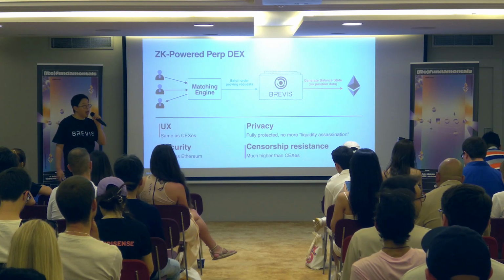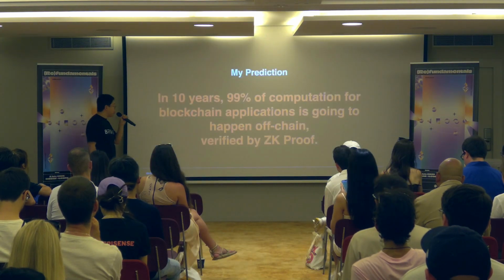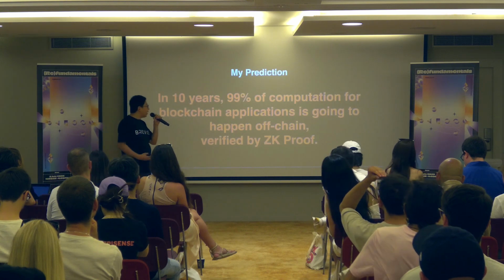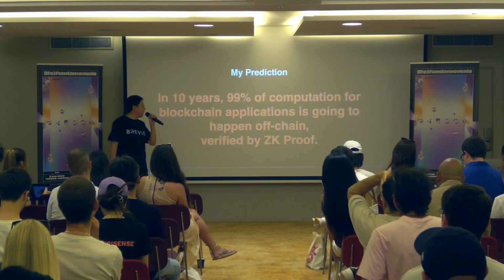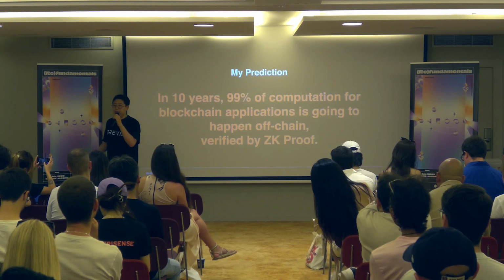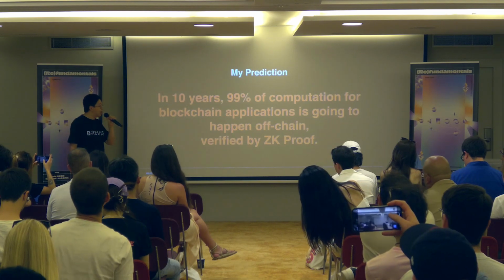infrastructures such as Hyperliquid. So my prediction here is that in 10 years, 99% of the computation for blockchain applications is going to happen off-chain, and it's going to be powered by ZK proofs and hopefully Brevis.